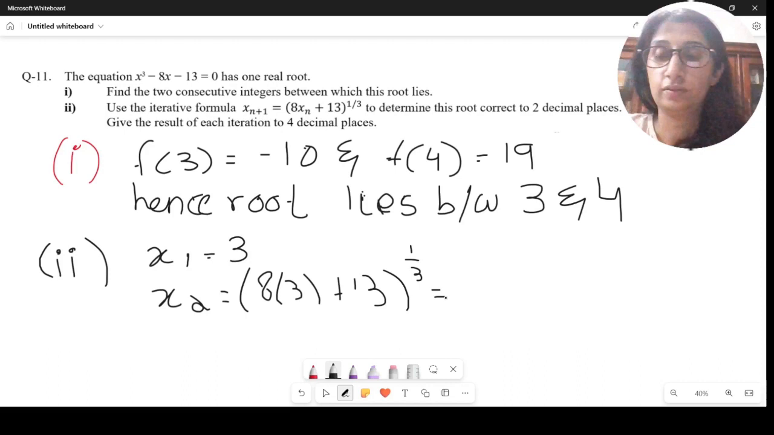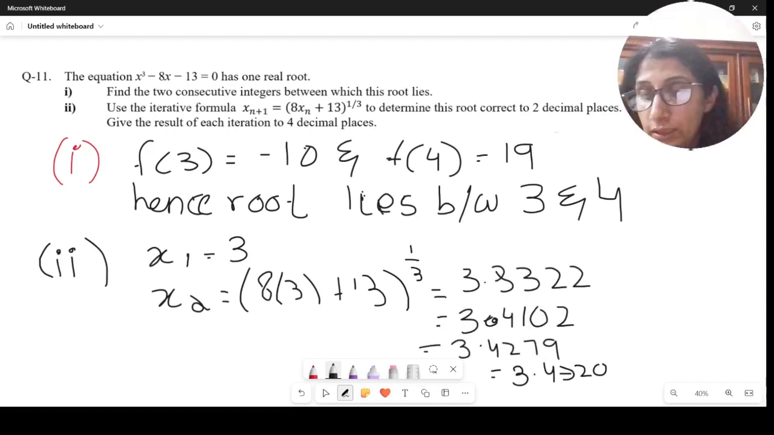Next would be 3.4102. Next is 3.4279. Next is 3.4320. Next is 3.4329. Press equals again, 3.4331. That's enough iterations to show.